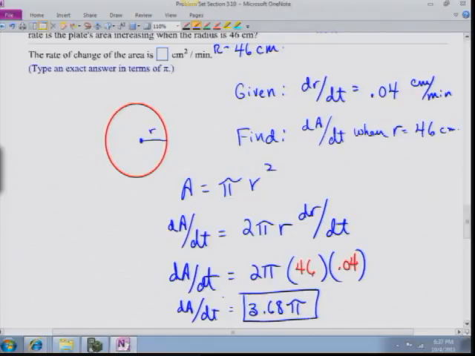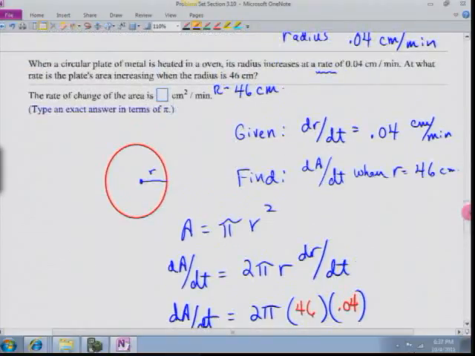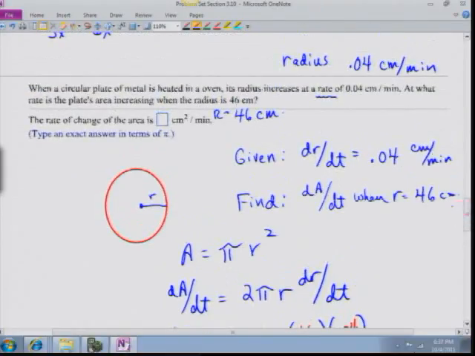Okay, did we get that? Right here. So, you were given how fast the radius was changing. You were asked to find how fast the area is changing. You should know the area formula for a circle. I will tell you right now that you probably need to know that formula for the test, so write that down somewhere because you're going to have it in front of you. There's a couple of other ones I would know and look them up.